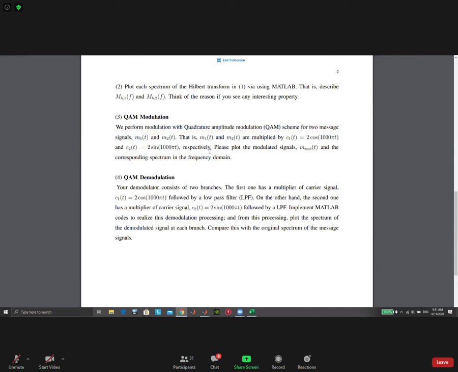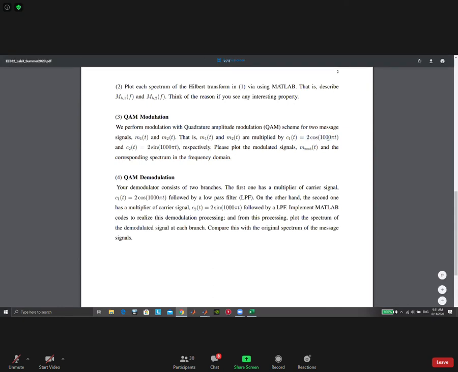So for quadrature modulation, there's a scheme for it. It's very easy to do. There are two carriers, like I said, cosine and sine. There are two message signals, and we send them simultaneously. Then you're going to plot the signal M mod. If you look at the diagram, M mod is the summation of M2 times the second carrier plus M1 times the first carrier. And then you're going to plot that in the frequency domain as well.